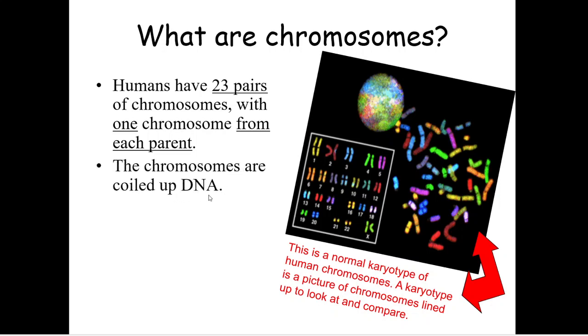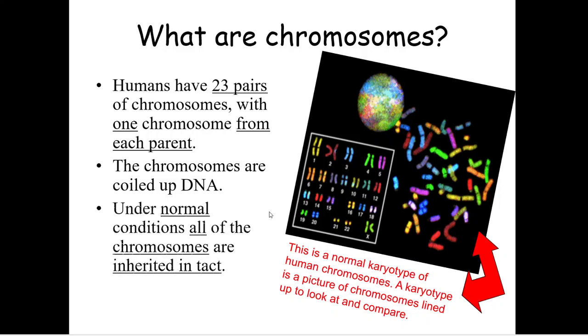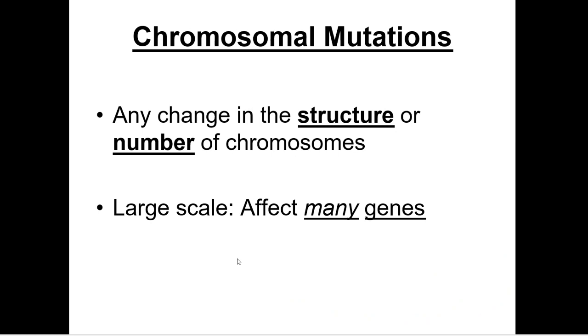The chromosomes are coiled up DNA, so in our little double helix. And under normal conditions, all the chromosomes are inherited intact. That's normal, and we're going to talk about what happens when there are problems, okay? So a chromosomal mutation is any change in the structure or number of chromosomes. I just said each gamete should have 23 single chromosomes. What happens if we have 24? What happens if we have 22? Okay? And on a large scale, it affects many genes. There are thousands and thousands of genes on each of these chromosomes, so now we're affecting more than just one gene.